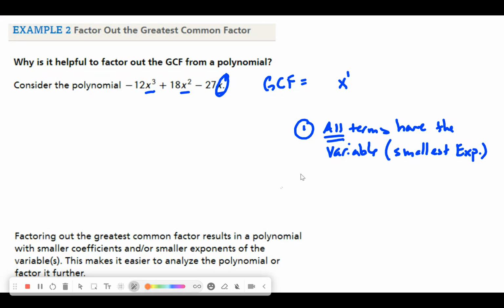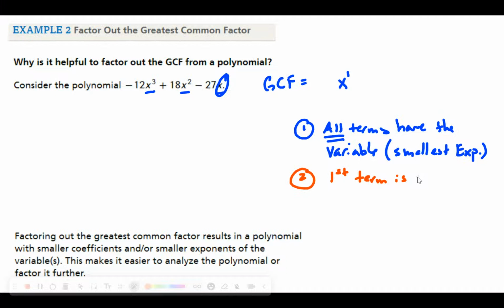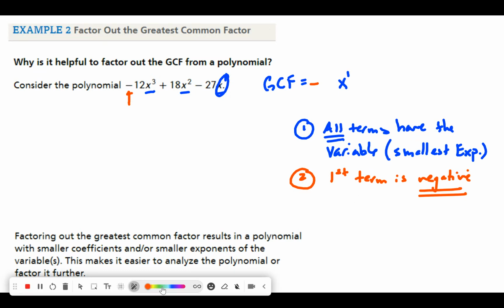Next, if the first term is negative. So you see how this first term has a negative sign? That means your GCF will be negative. What that's going to do is that's going to end up changing the signs when you take it out. So again, we'll talk about that. And then the third thing, I'll do it in purple.